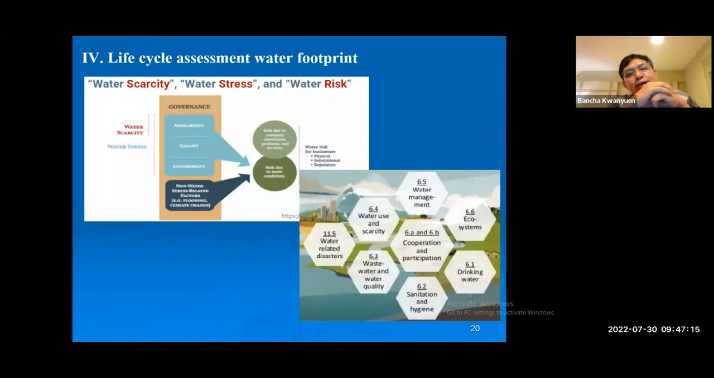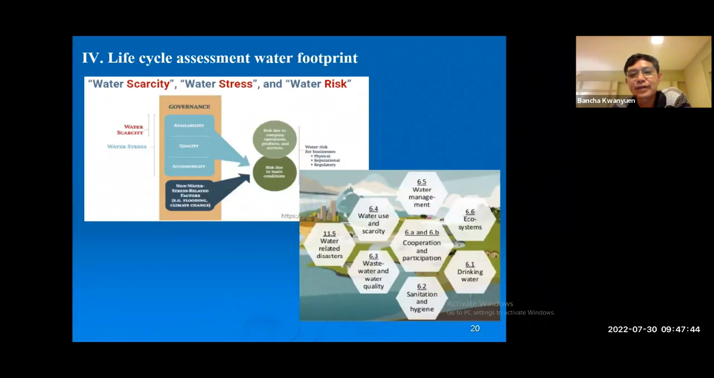And next, we have a look at the assessment of the water footprint. Here we talk about water scarcity, the strain on the water, the risk, and the governance of the water itself.